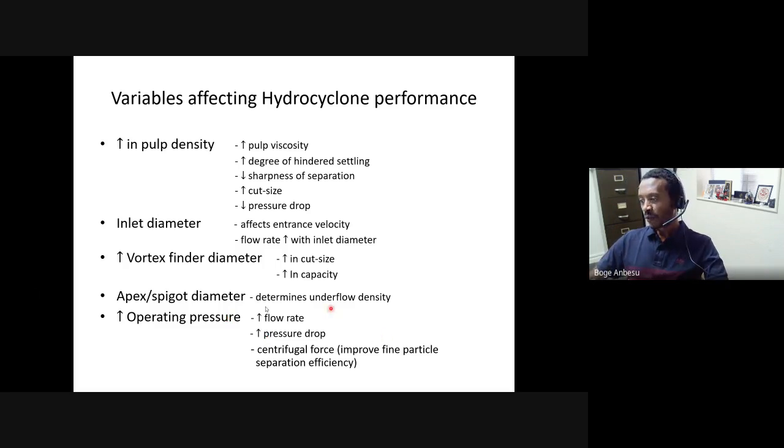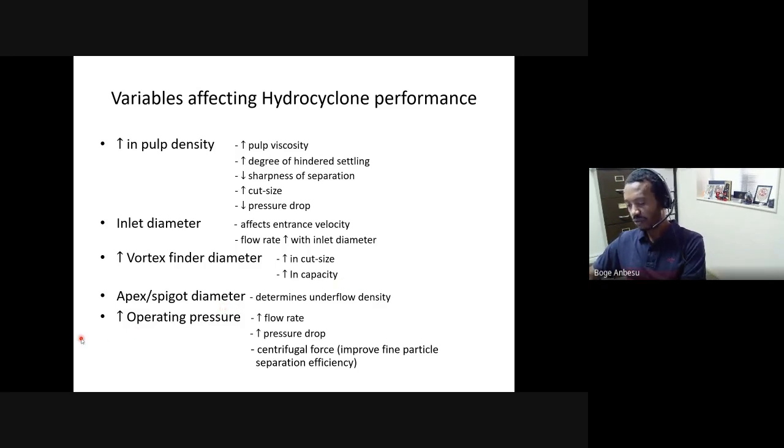And if you change the spigot diameter, which is the discharge end, you allow more water to exit. Obviously, more water exits means you would have less percent solids in the underflow. And with that, I allow more fines. With more fines exiting the underflow, I would reduce the cut size significantly as well. Of course, these are some of the consequences you can predict.